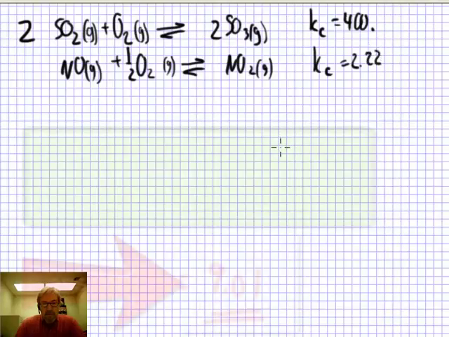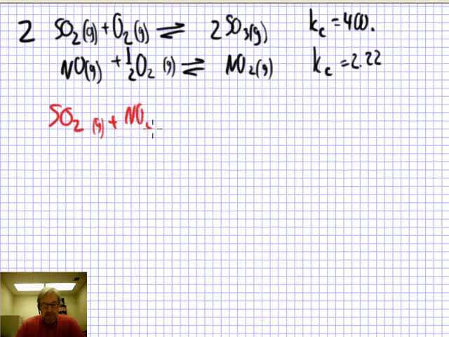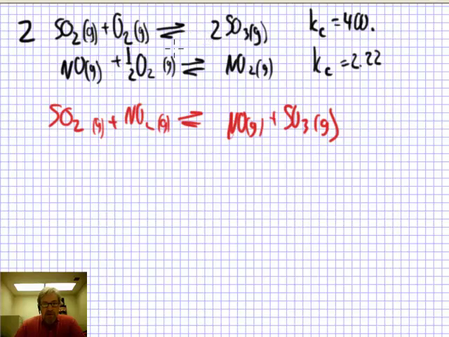Well, here are the original reactions reproduced here, and our target reaction is SO2 gas plus NO2 gas in equilibrium with NO gas and SO3 gas. So using this top equation here, I can see that I can leave it in the same direction that it's going, but I need to change the coefficients. I need to reduce them by half.